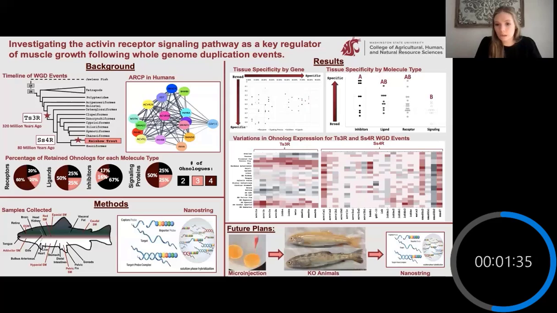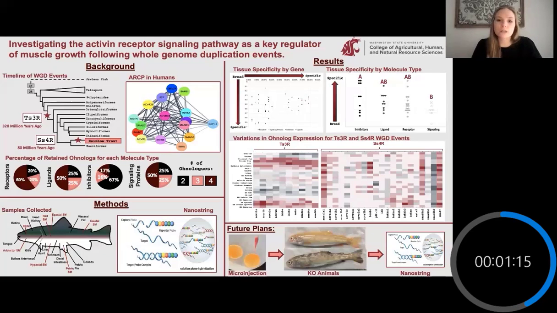In order to study whole genome duplication in this pathway, we collected RNA from tissues chosen as a representation of the whole body and applied NanoString technology to get exact numeric expression counts for just our genes of interest. And once we had this data, we wanted to understand the evolutionary differences between these genes.